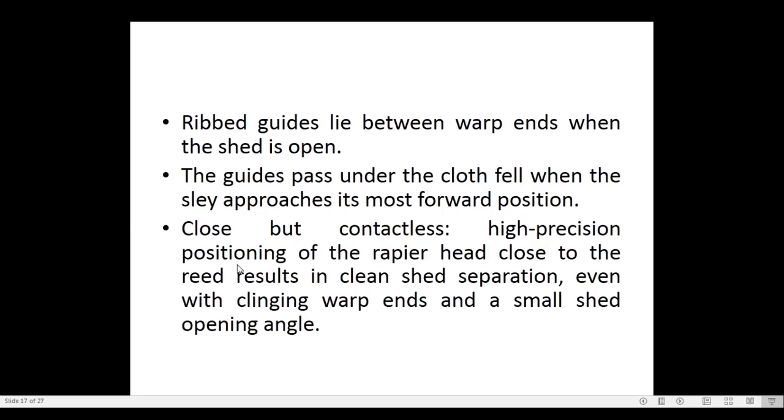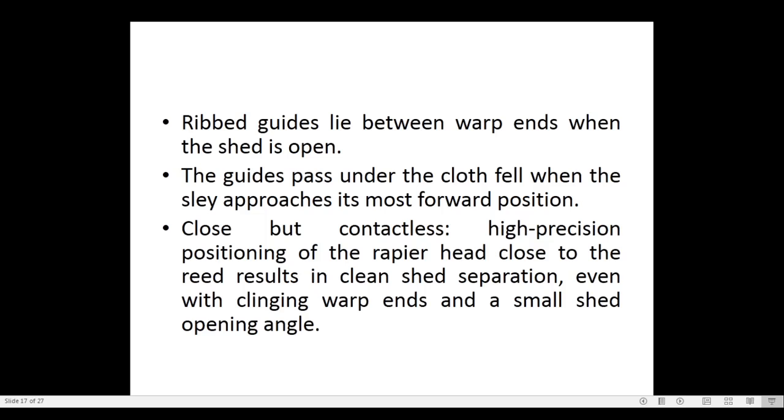But in the rigid rapier what happens? The distance between reed and rod is more and more opening of the shade is required here. Shade height required for rigid rapier is more than the flexible rapier. That's why in the rigid rapier we cannot increase the speed of the machine. In the flexible rapier, as the shade height is less, we can increase the speed of the machine.